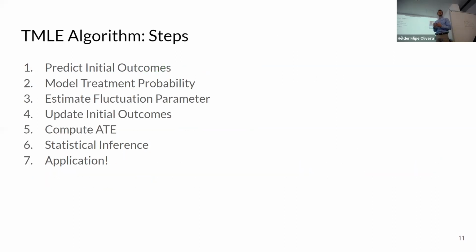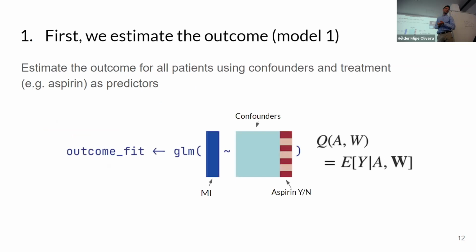Okay, so what does the algorithm look like? If you have questions, feel free to interrupt. These are the 7 steps that I will guide you through very quickly. The first step is to estimate the outcome. Here we are using a logistic regression, but I'll get back to this further on.